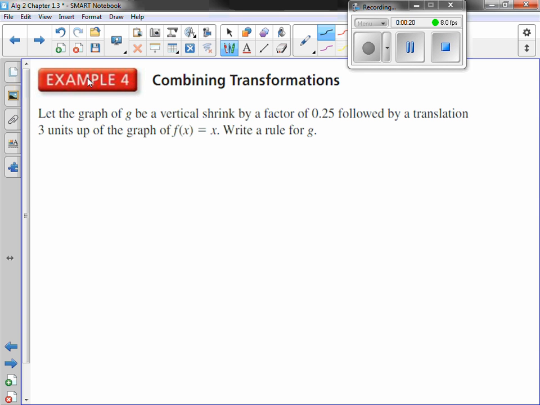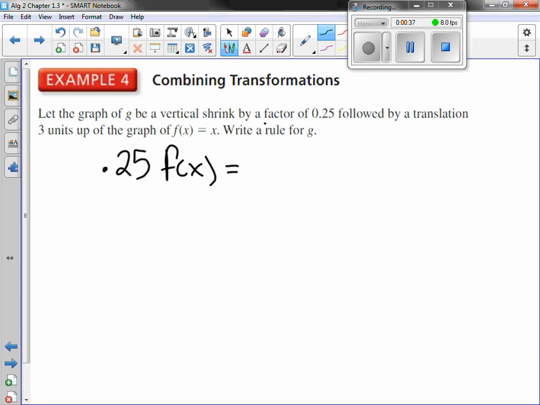So it says let the graph G be a vertical shrink by a factor of 0.25 followed by the translation of 3 units up of the graph f of x equals x. So let's do the vertical shrink first. So when we do a vertical shrink, we're going to multiply the whole function f of x by 0.25. We're going to do that first.